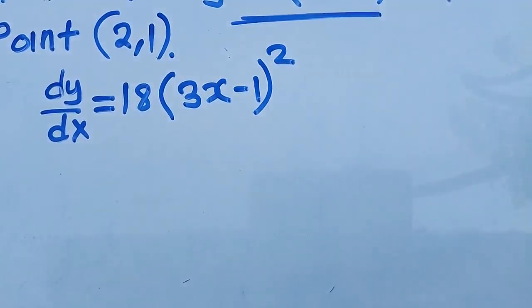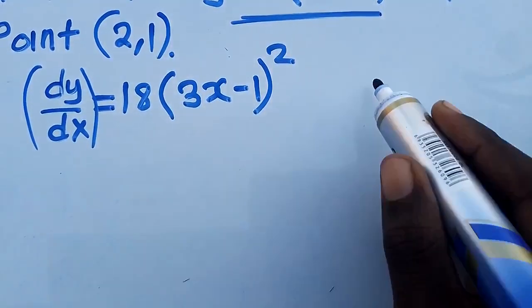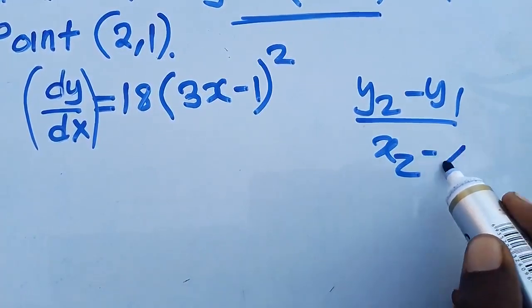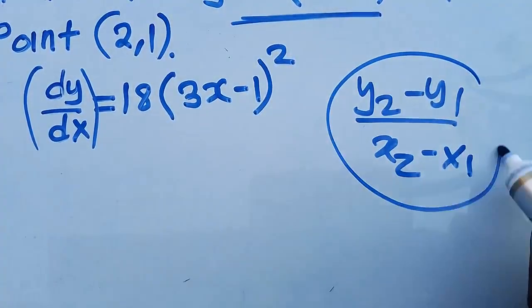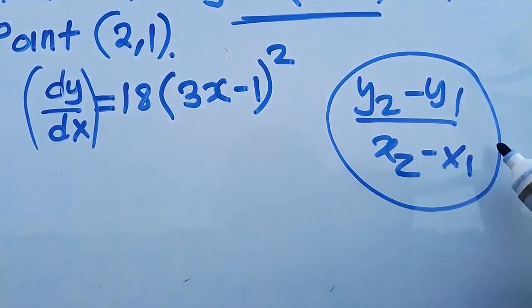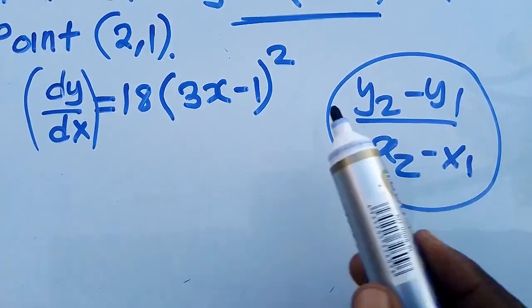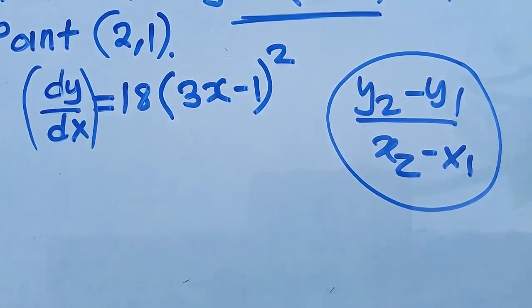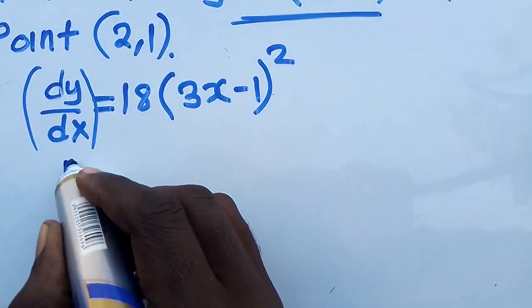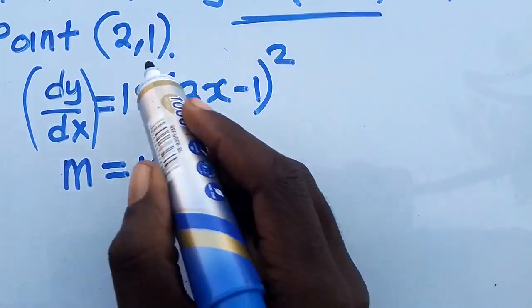So when you're finding the gradient, you know that the formula for gradient is y2 minus y1 over x2 minus x1. This is the formula that you use. So what are we saying? We are saying difference in the y-axis over difference in the x-axis. So this is what you need to do. Here, you are going to put m, which is equal to 18 on the coordinate there.